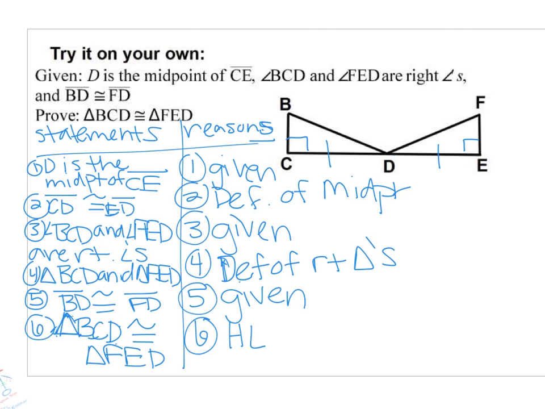Okay, take a look at the proof. See if you got all the steps correct. So this one was because of HL. The hypotenuses were congruent. And the leg was congruent in a right triangle, so that is hypotenuse leg.